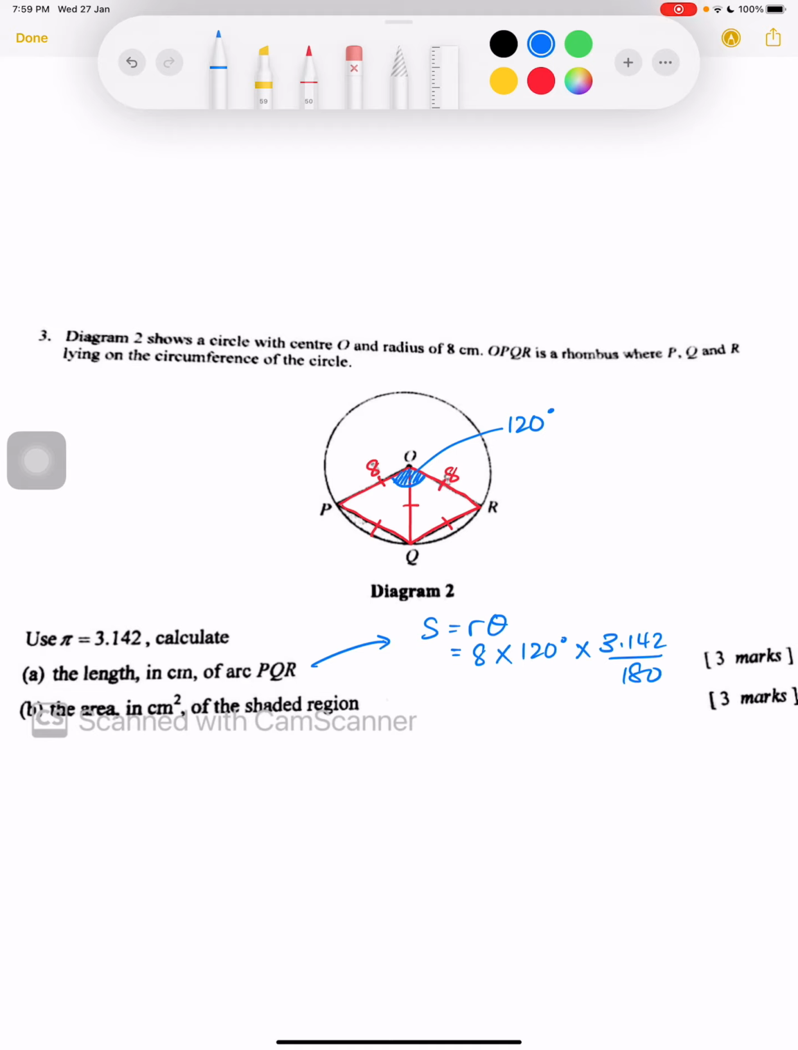What I get here is 16.7573 cm, all right? So that's the answer for question A. Now, if you look at question B, it might be a bit more challenging because the question is asking you to find the area of the shaded region, right? If I'm not mistaken, the shaded region is over here. So that is the shaded region.